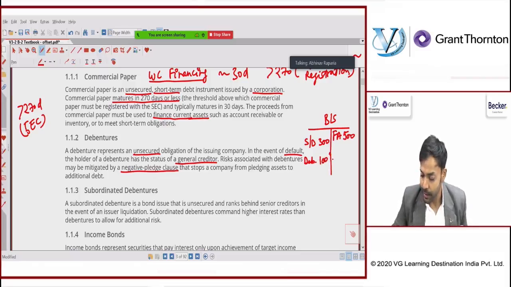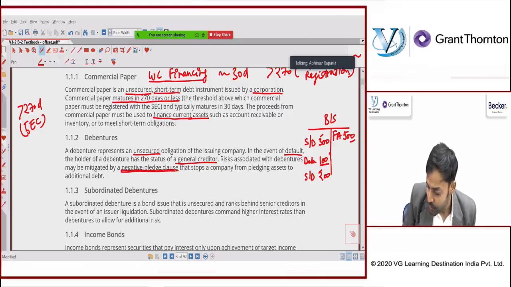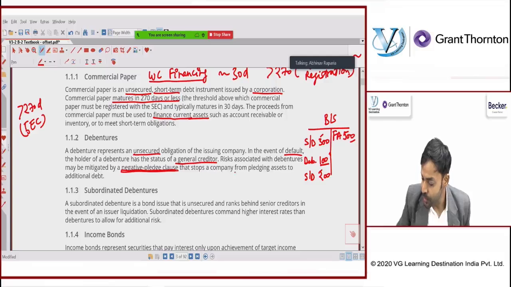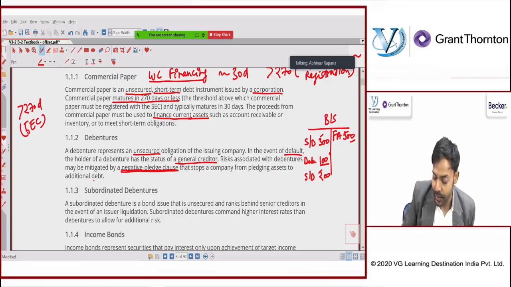So here you create the negative pledge. Then now there would not be more secured debtors. Why? Because in case more secured debtors come here, for example, let's assume 200 million more, then this guy and this guy will consume the entire fixed assets, right? And there will be nothing left for the debenture holders, right? Nothing. That's why they create the negative pledge clause, saying that it stops the company from pledging the assets to the additional debt. I would say additional secured debt.